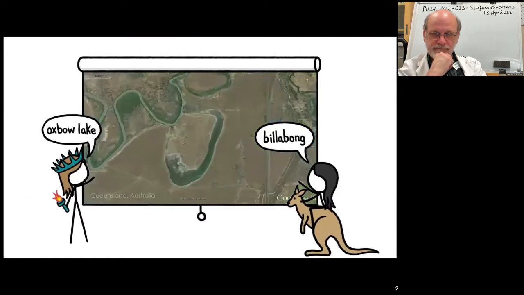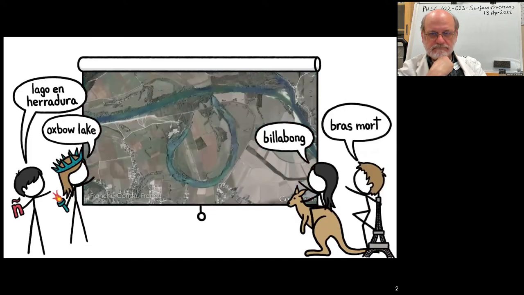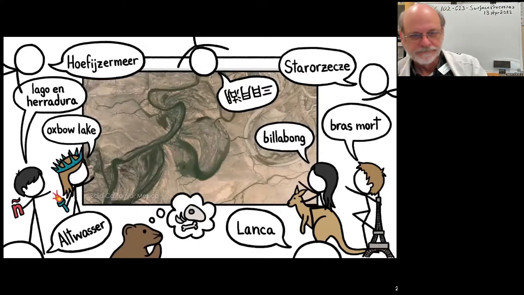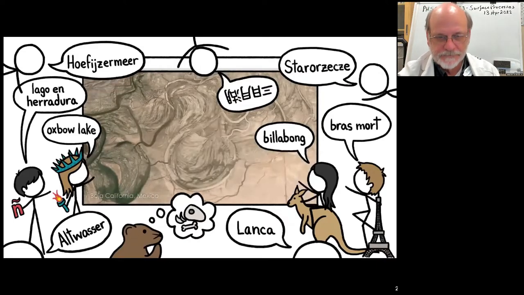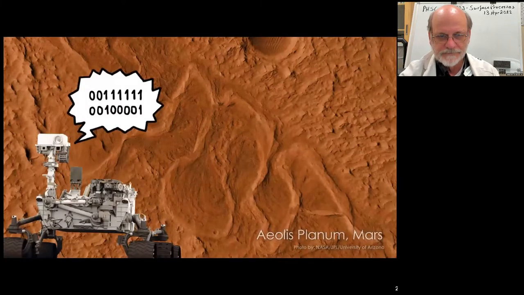Or a billabong. Or un lago en herradura. We have lots of names for these lakes, since they can occur pretty much anywhere liquid flows, or used to. Which brings up an interesting question. What do the Martians call them?